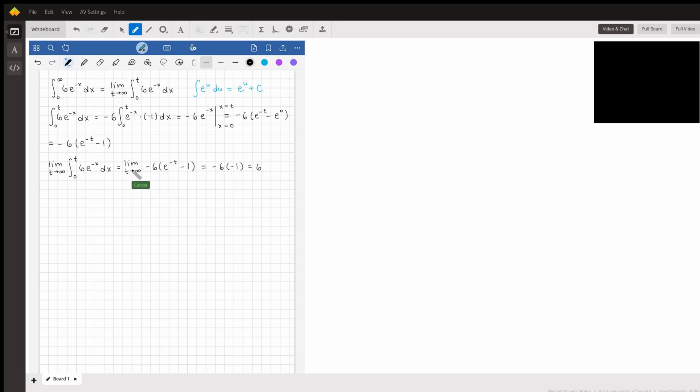So as t approaches infinity, e to the -t gets closer and closer to 0. So that term is going to disappear. So we're left with -6 times 0 minus 1, which is the same thing as -6 times -1, which equals +6. That is a finite value, so this improper integral will converge.